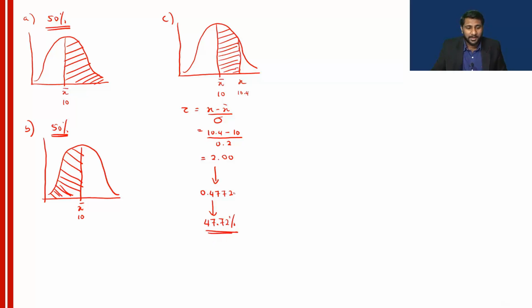47.72%. The area between your mean value and the variable that you are finding, it is how much? 47.72%. So this is how you can find the probability. Again, you will get this if you practice only. So let's do another question.